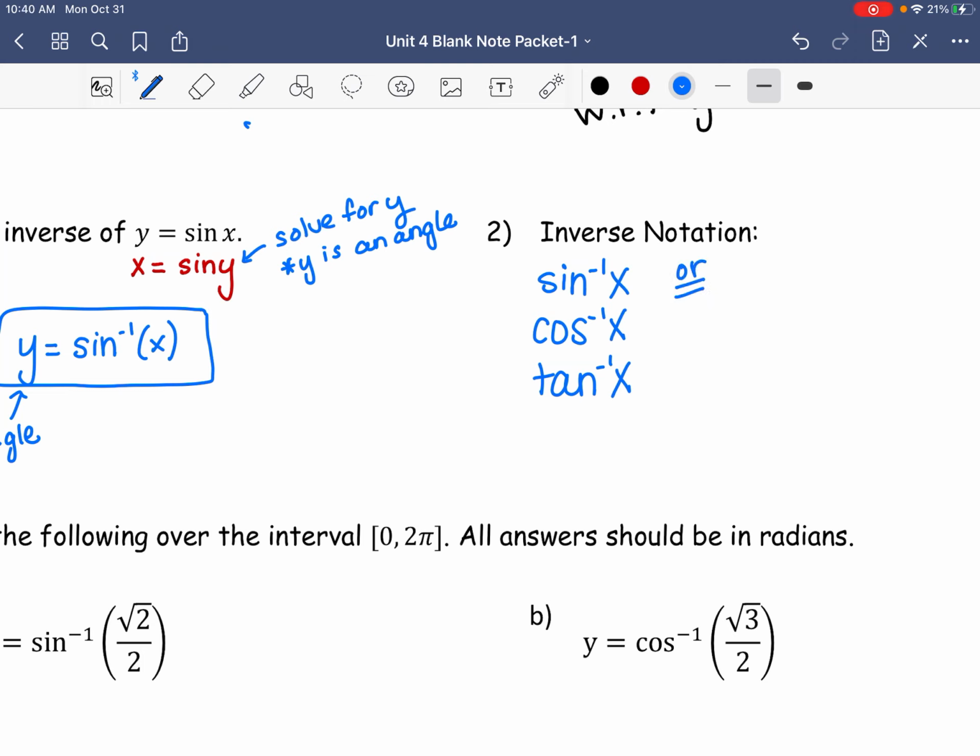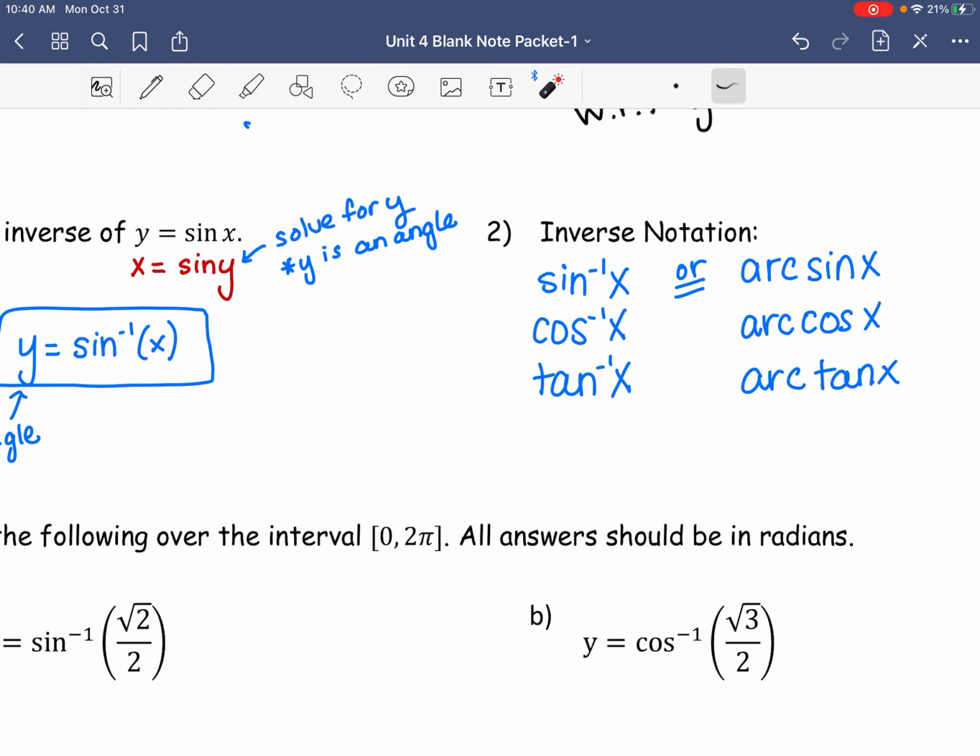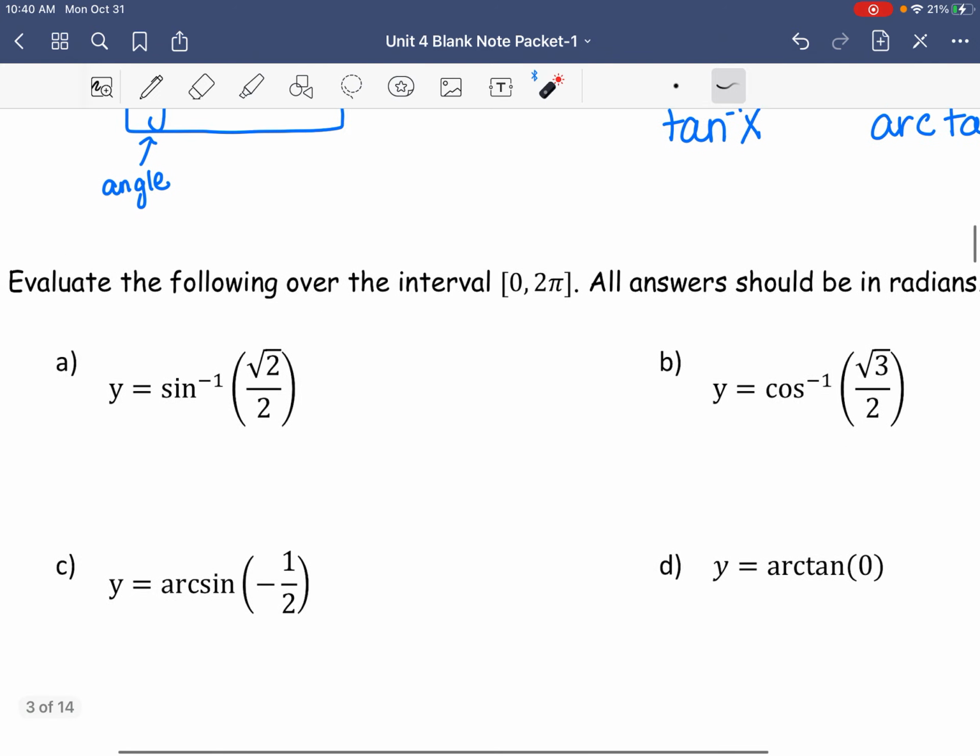Another way we could write it is like this: arc sine x and arc cosine x and arc tan x. I know that that looks funny, but whether you see inverse tan or arc tan, they mean the same thing. Your answer to these type of problems will always be an angle. And our job today is to find the angle. So let's hear some problems.